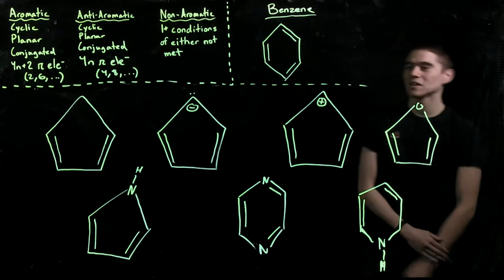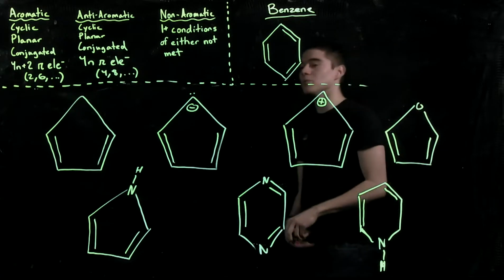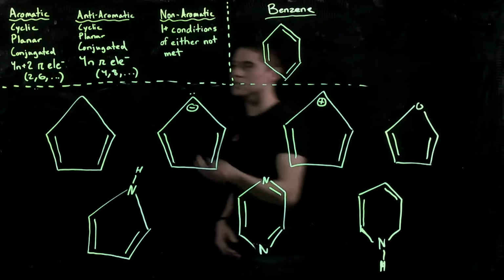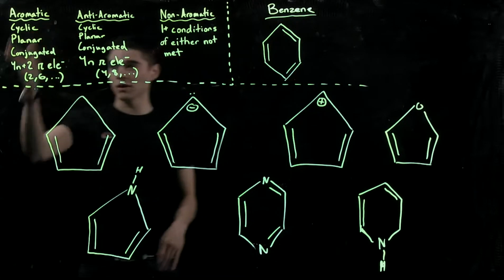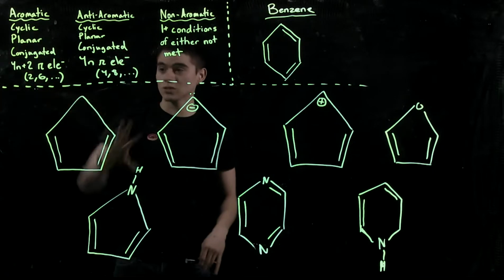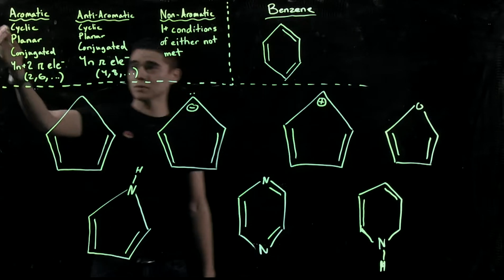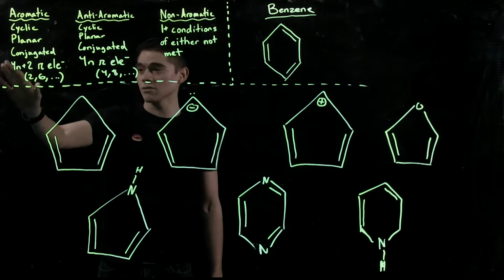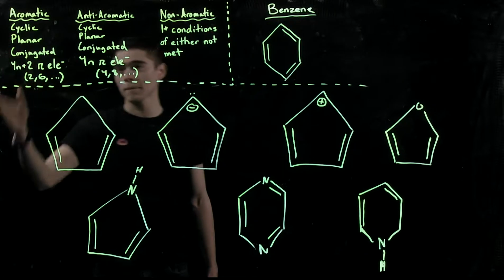Hey, my name's Alex, and I'm going to be going through how to identify whether a compound is aromatic, anti-aromatic, or non-aromatic. I have listed right here the criteria that you need to follow to determine which of the three it is. It needs to be cyclic, planar, conjugated, and it needs to follow a 4n+2 rule to be aromatic.